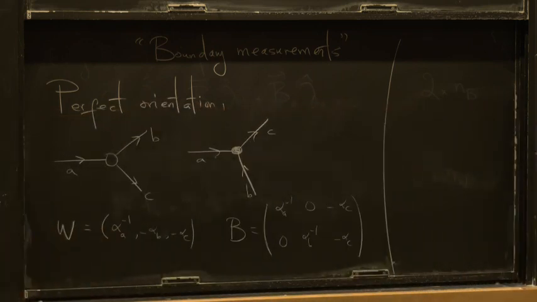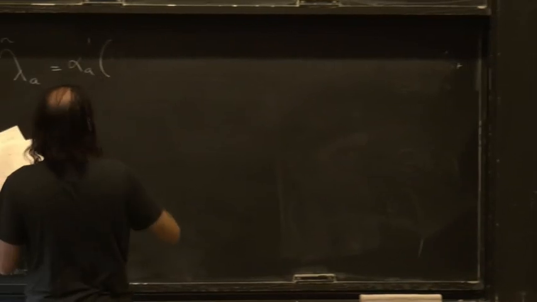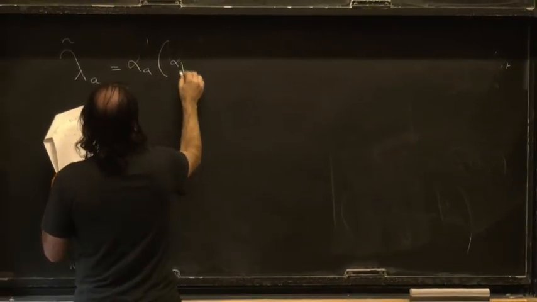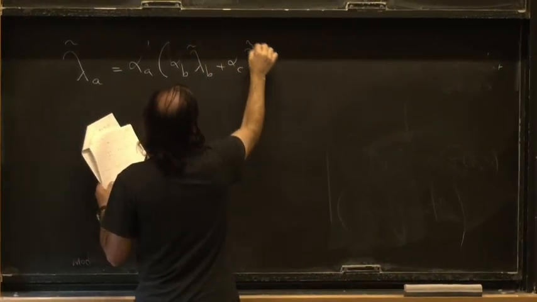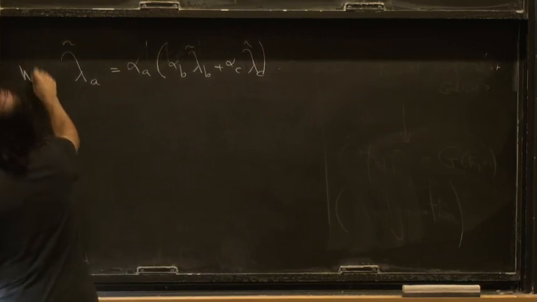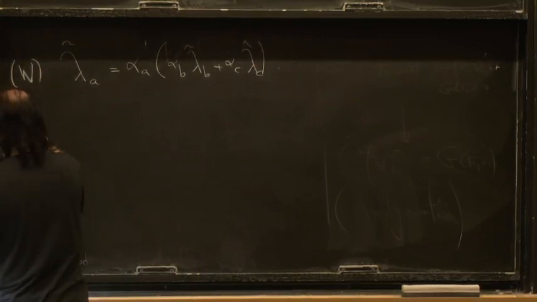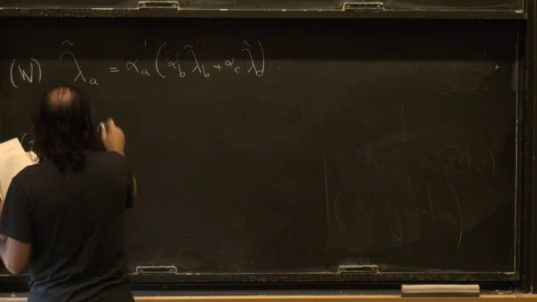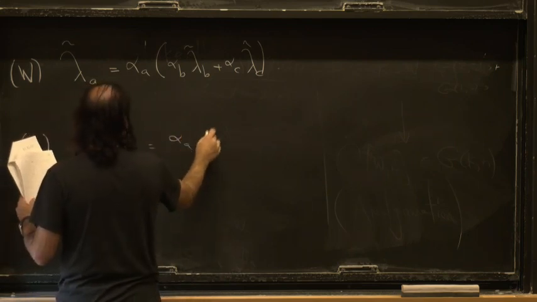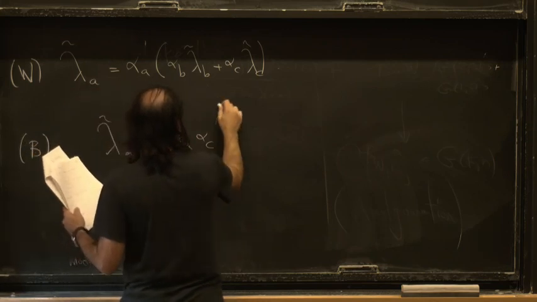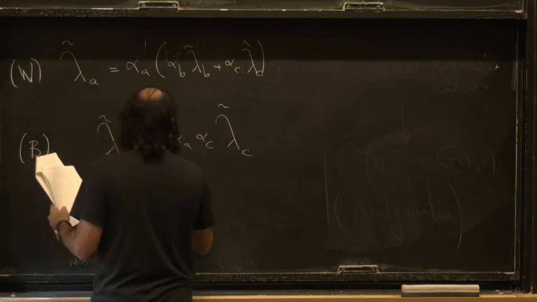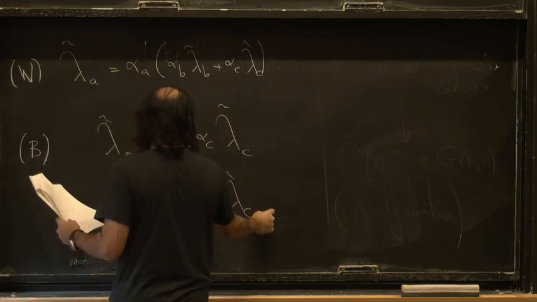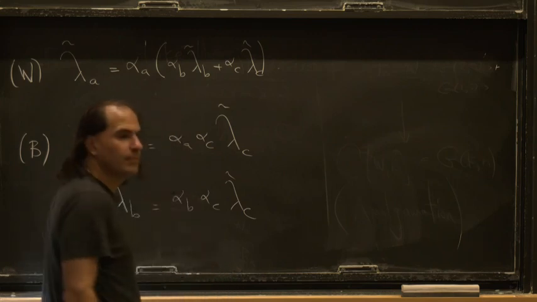So this white vertex is imposing the equation lambda tilde A is equal to alpha A, and I put the minus signs there, negative alpha B lambda tilde B plus alpha C lambda tilde C. So the white is imposing these equations, and the black is imposing these equations: lambda tilde A is alpha A, alpha C, lambda tilde C, and lambda tilde B is alpha B, alpha C, lambda tilde C. Okay?